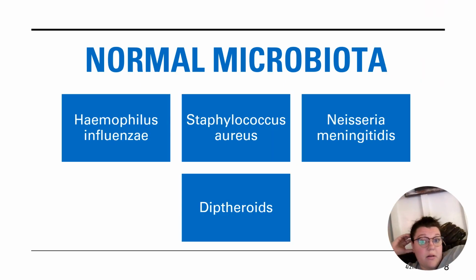Next, we're going to talk about the normal microbiota that we have in our respiratory system. Some people may have these and never be affected by them, and some people may. So we have the Haemophilus influenza, the Staphylococcus aureus, the Neisseria meningitis, and our diphtheroids. We'll go a little more in detail on the next slides about these.